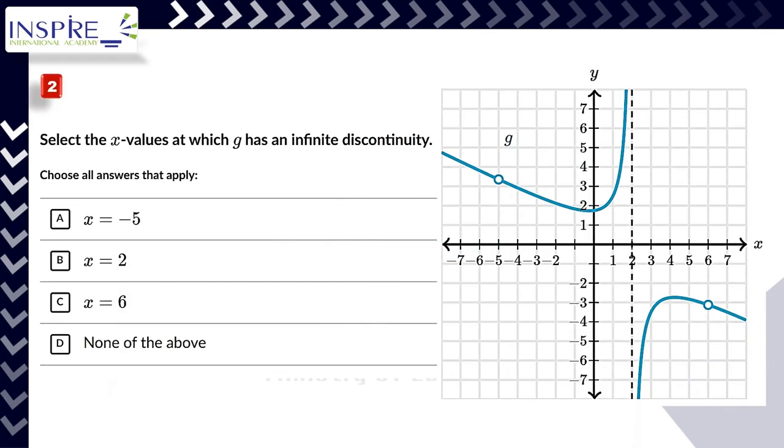Okay, right now we need to get infinite discontinuity. At first, at x equal to -5, we have a discontinuous point here, which is -5, and we have it here also at the value of x which is equal to 2. But which one of them has infinite discontinuity? It's x equal to 2. Okay, next one.